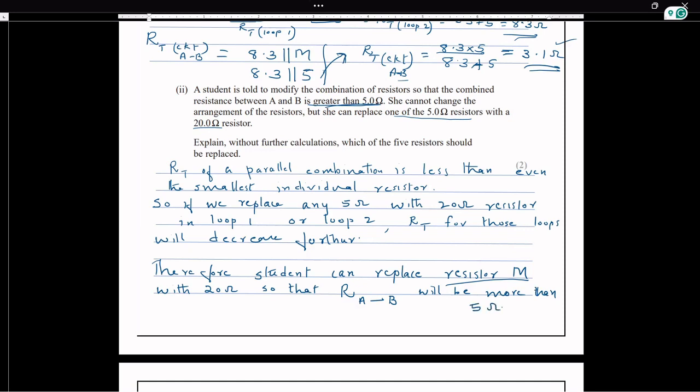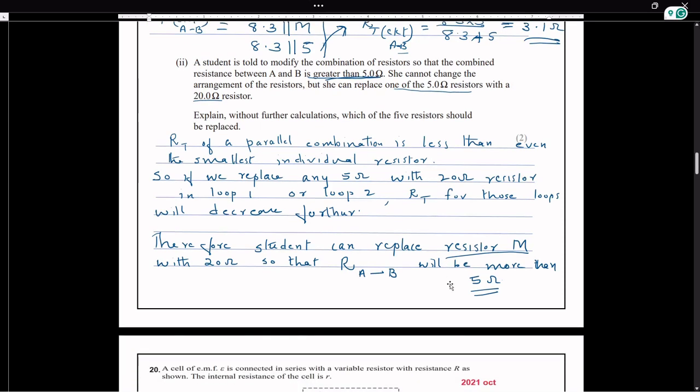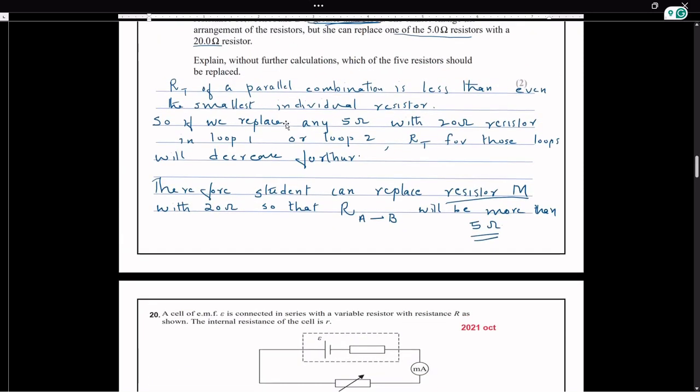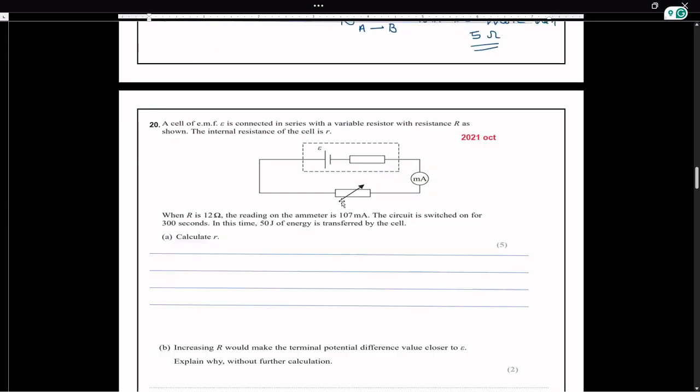More than 5 ohm. So we cannot replace any of the internal loops, inner loops. Okay. So we can move on to the next question.